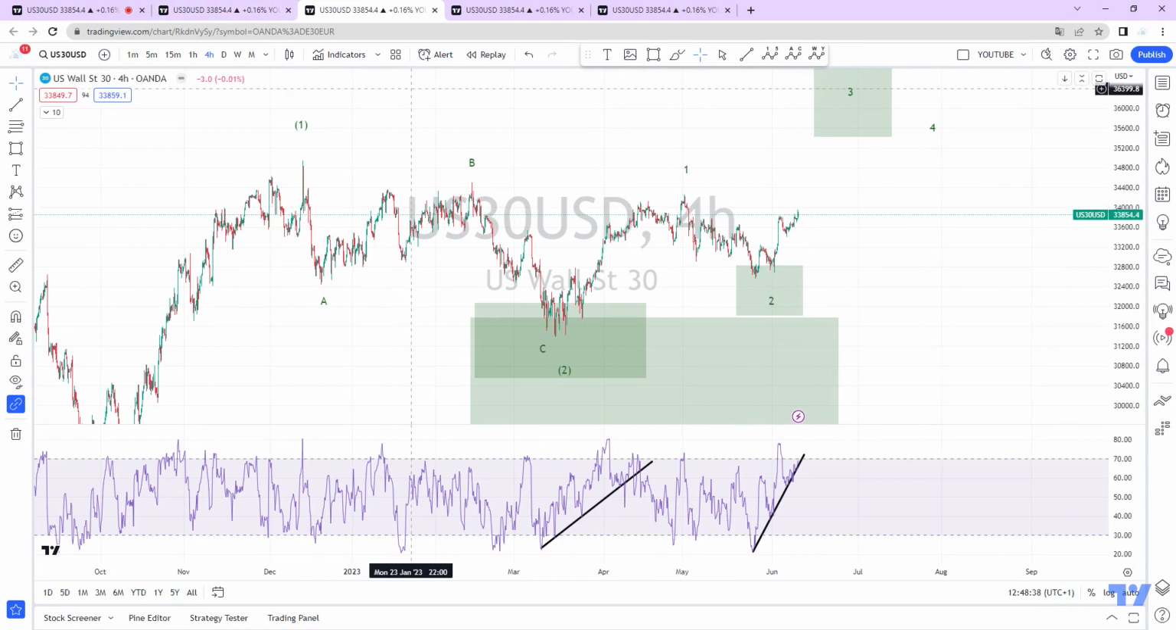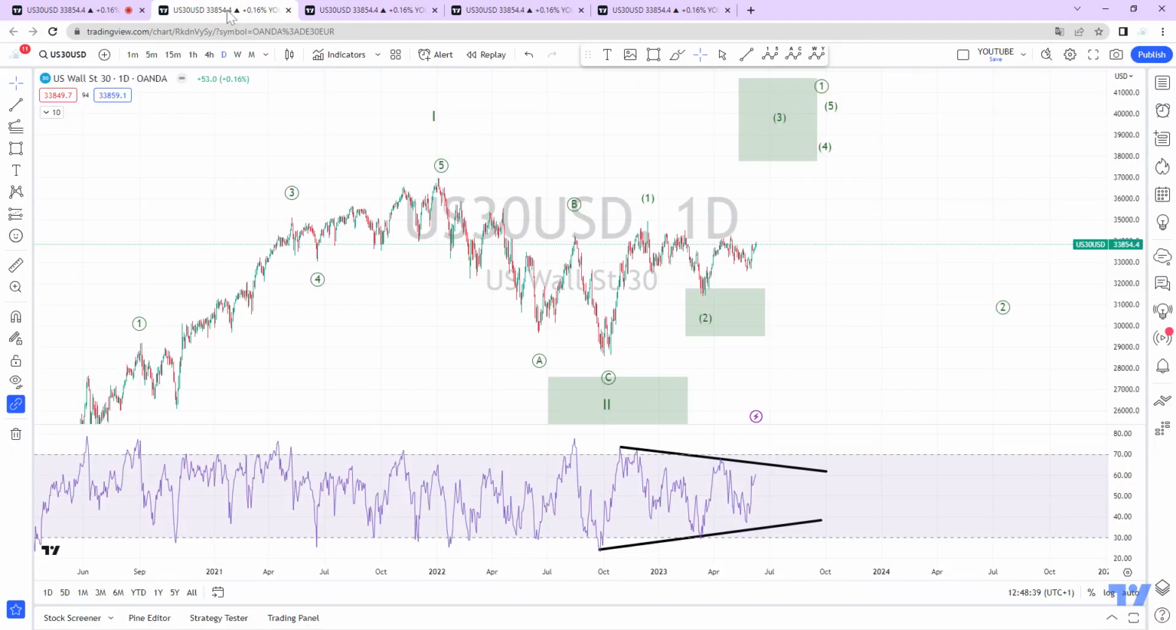Okay, so this is my analysis of the Dow, higher time frames, the weekly, the daily. I hope you enjoyed it. Monday, I continue the analysis with the lower time frames, and I look for entries for trades on the 4 hour, the 1 hour, and the 15 minutes.